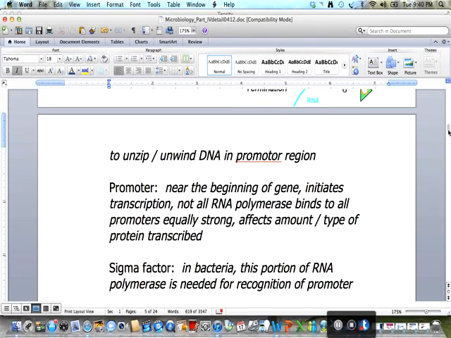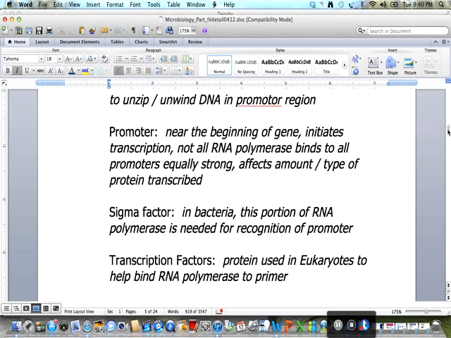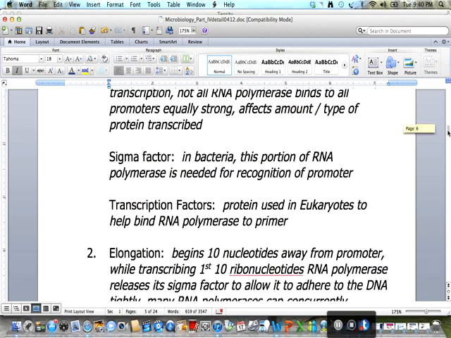Not all RNA polymerases bind all promoters equally strong, which affects the amount and type of protein transcribed. In bacteria, the sigma factor is a portion of the RNA polymerase needed for recognition of the promoter. Eukaryotes use proteinaceous transcription factors to help bind RNA polymerase to the promoter.